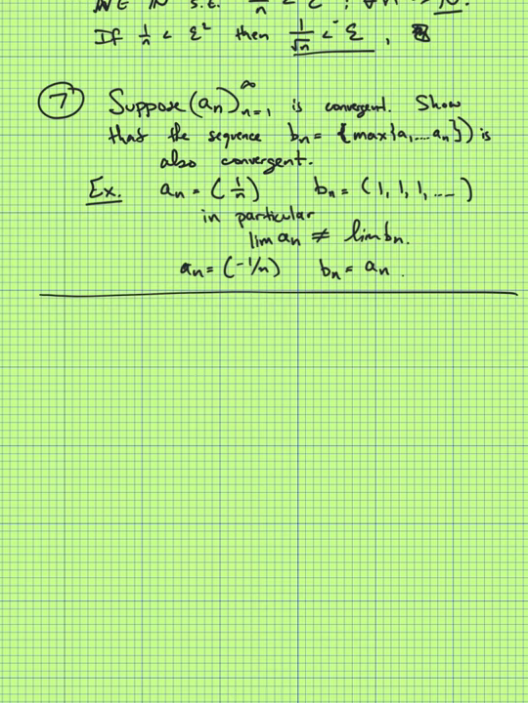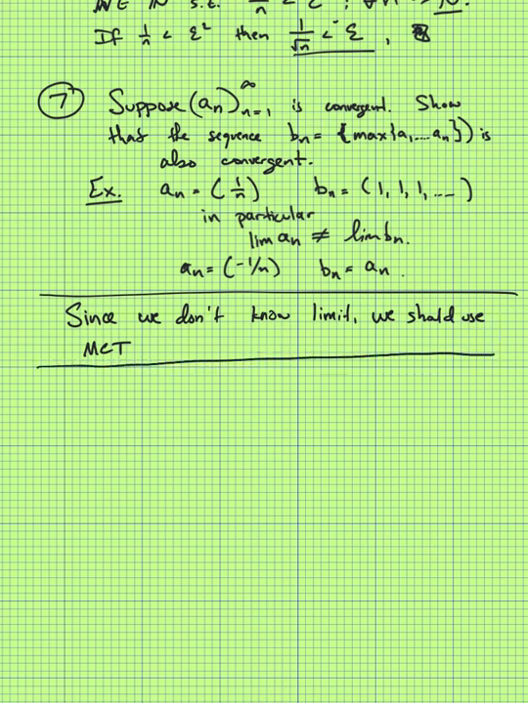So again, since we don't know the limit, we should use the monotone convergence theorem. Okay? In this case, actually, I think you can work out, there are a couple of cases, but you can try to work out what the limit is precisely, given that you know the limit of the a sub n's. But the monotone convergence theorem is certainly the simplest way to do this. Okay, so let's just show, well, that you have to show monotone and bounded.